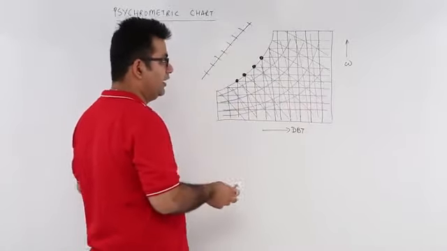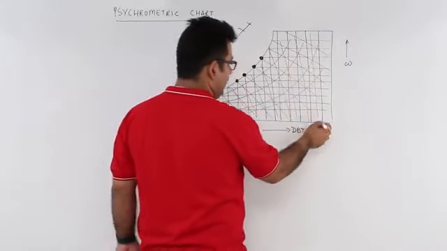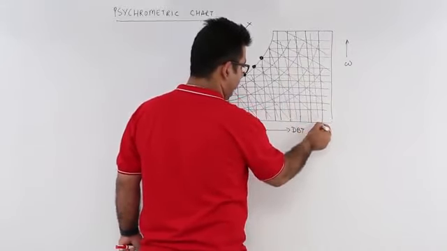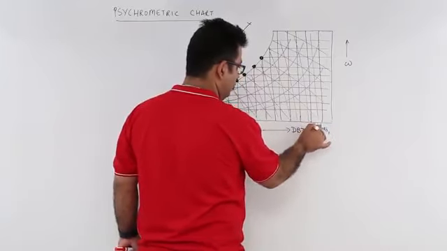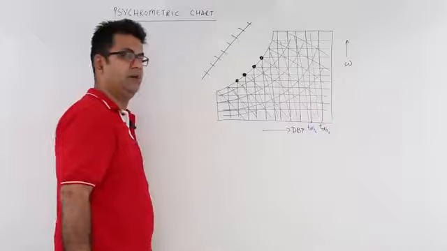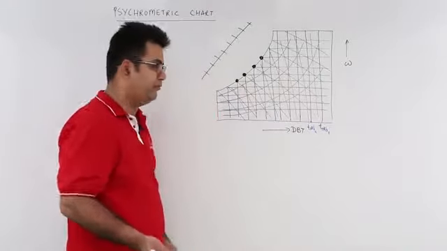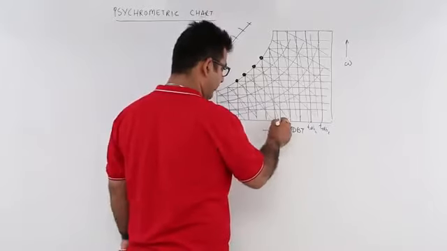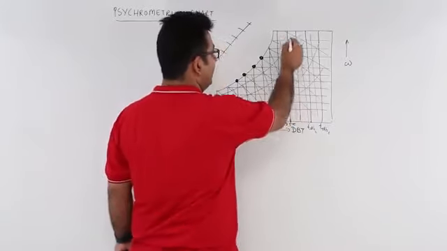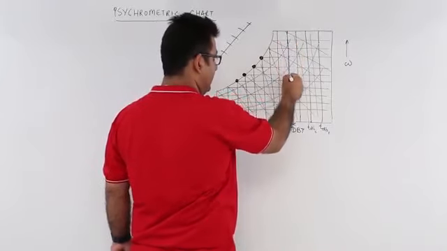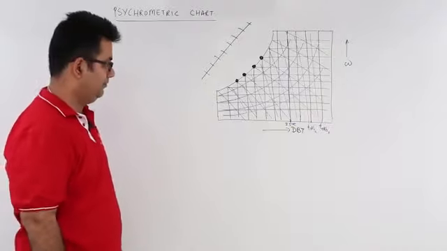Right. So these vertical lines in black show the dry bulb temperature. So this is TDB1, this is TDB2. So this is how it will be shown. Let us say you have a DBT of 25 degrees Celsius, so 25 over here, this entire line is showing 25 degrees Celsius of DBT.